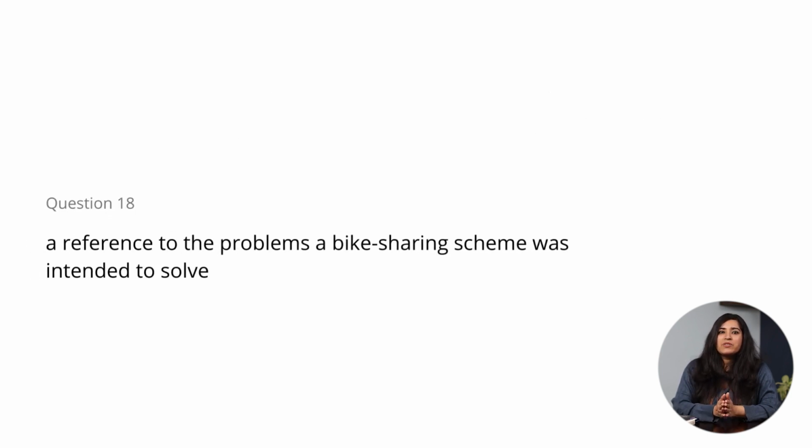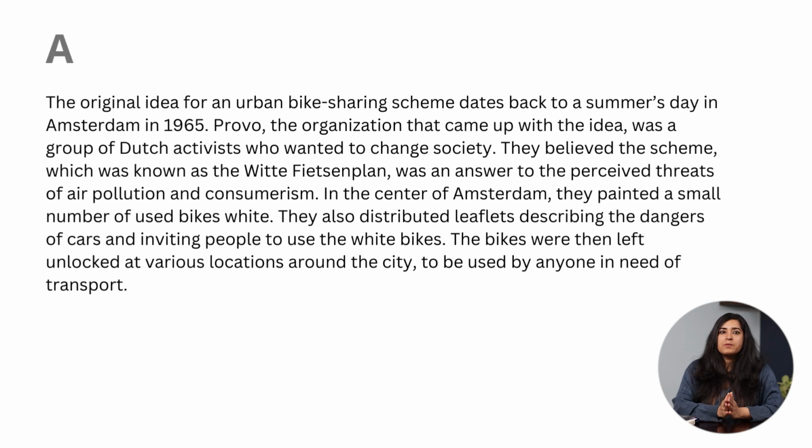And the final question for this question type is question 18. We're looking for a reference to the problems a bike sharing scheme was intended to solve. We have to go up to paragraph A for this and look at lines 3 to 5. They believe the scheme, which was known as the Witte-Fitzen Plan, was an answer to perceived threats of air pollution and consumerism. Note, was an answer to the perceived threats of air pollution and consumerism equals the problems intended to solve, which makes paragraph A the answer.